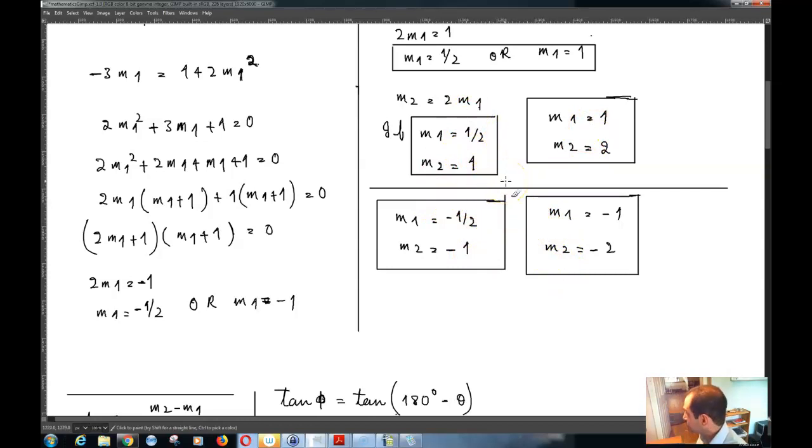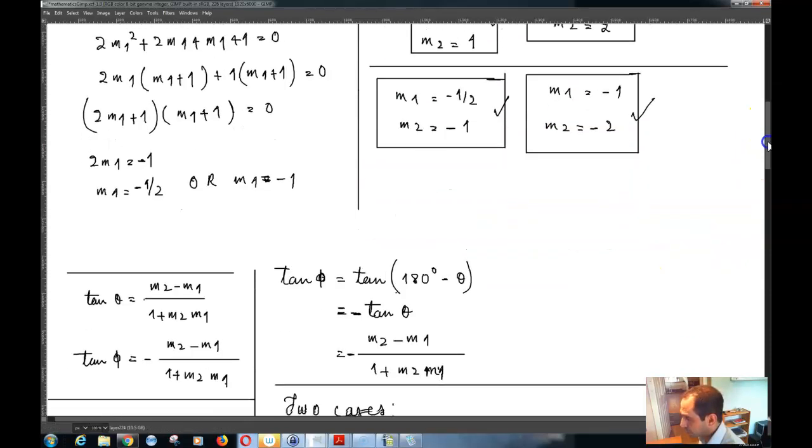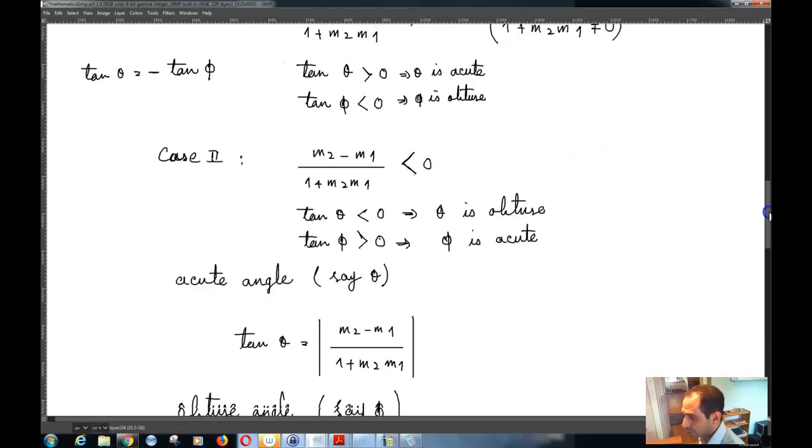So let me see if my answer is right, which in the exercises is number 11. Number 11 is 1 and 2, which is this case over here, or 1/2 and 1, which is this case over here, negative 1, negative 2, which is this case over here, or negative 1/2, negative 1. These four are the possible answers you could find for this question.